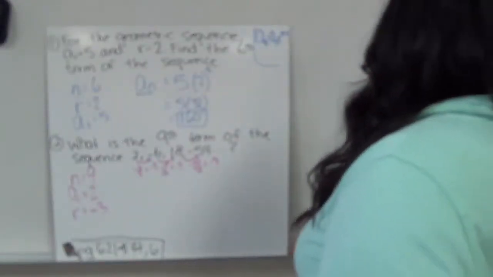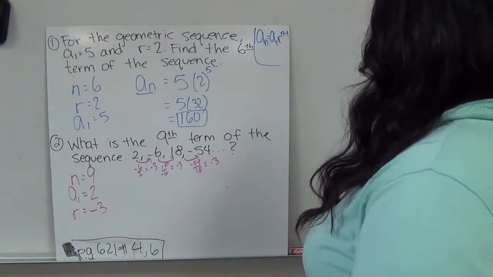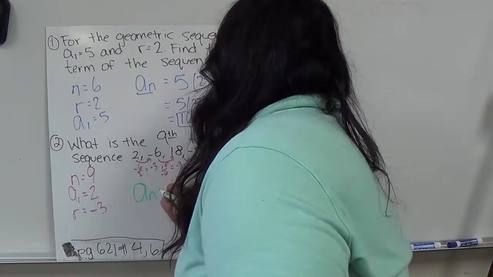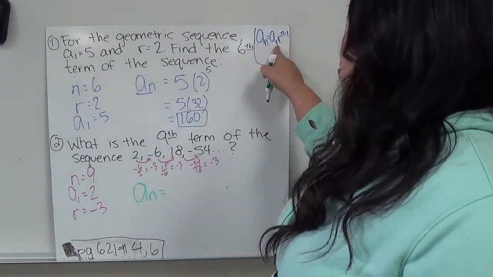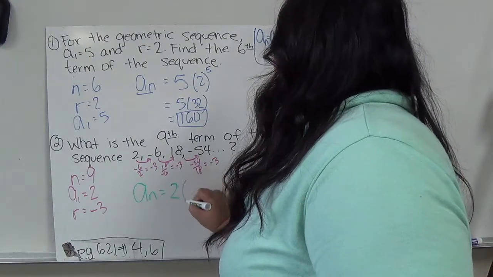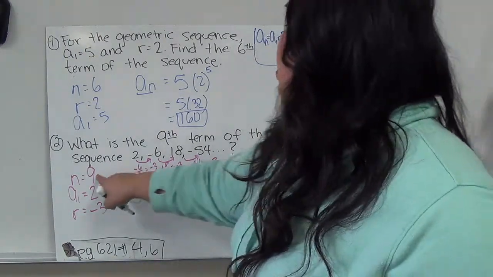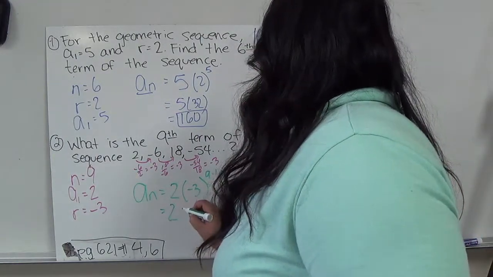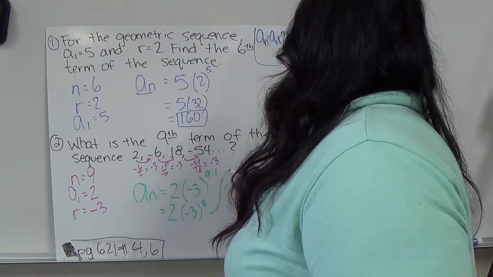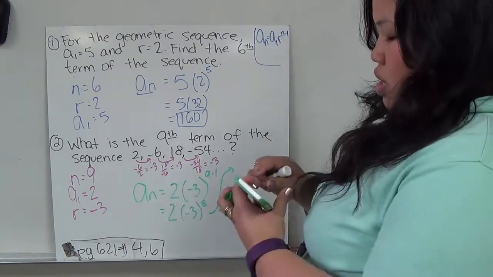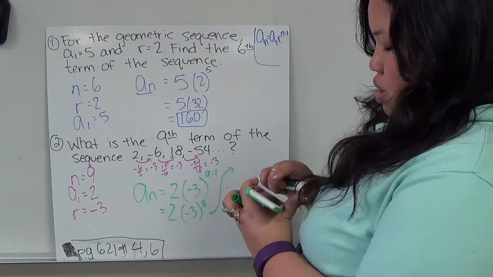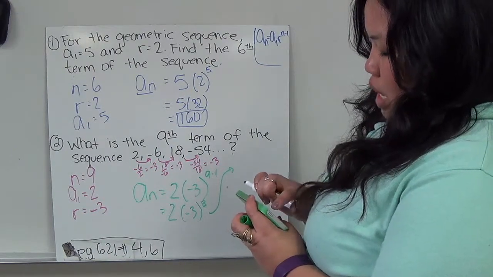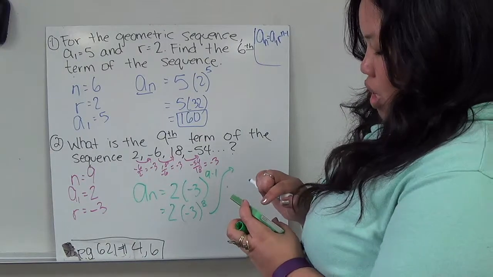Once I get that, I can do exactly what I did here. So my answer, an, equals my a1, my first term, which is 2, times my r, which is negative 3, to the n minus 1, so 9 minus 1. So it gives me 2 times negative 3 to the 8. Right? I'm going to do negative 3 to the power of 8. Okay, don't forget in your calculator to put negative 3 into parentheses, or else the 8 is not going to apply to the negative and you might get the wrong answer.